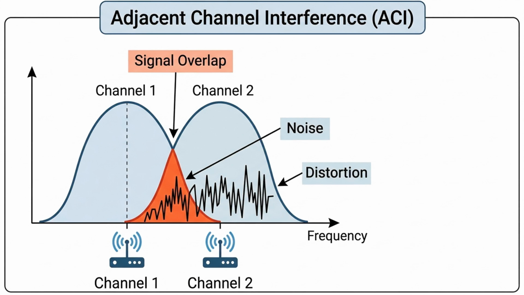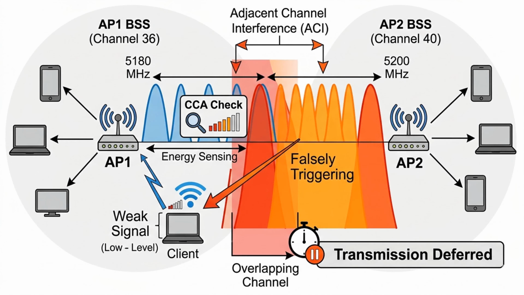What is adjacent channel interference (ACI)? When wireless signals from one channel spill over into a neighboring channel that is partially overlapping, it is called adjacent channel interference. This overlapping creates noise and distortion, which affects nearby transmissions. Wireless stations use clear channel assessment (CCA) to check whether the medium is free before transmitting. A weak signal can become corrupted by interference from a nearby overlapping channel. If the interfering signal is strong enough, it may falsely trigger CCA, causing devices to unnecessarily delay transmission.